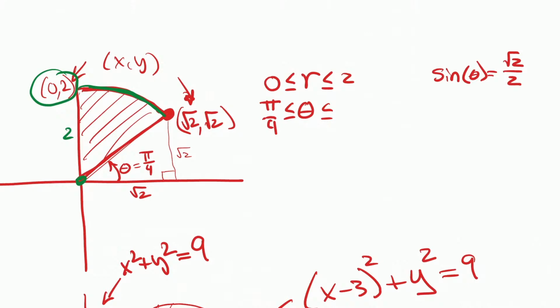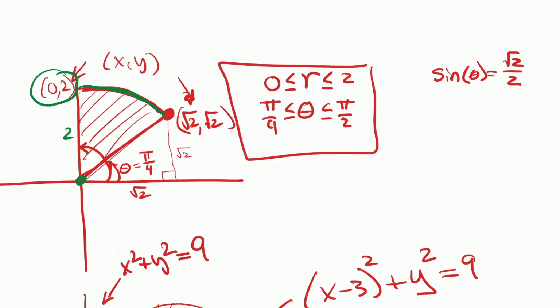Now let's find the next volunteer. Joshua, do you know where this region ends? Do you know what this angle is right here? It is pi over 2. Very good. So that's going to be the total. There it is. That's going to be how you would describe that region.